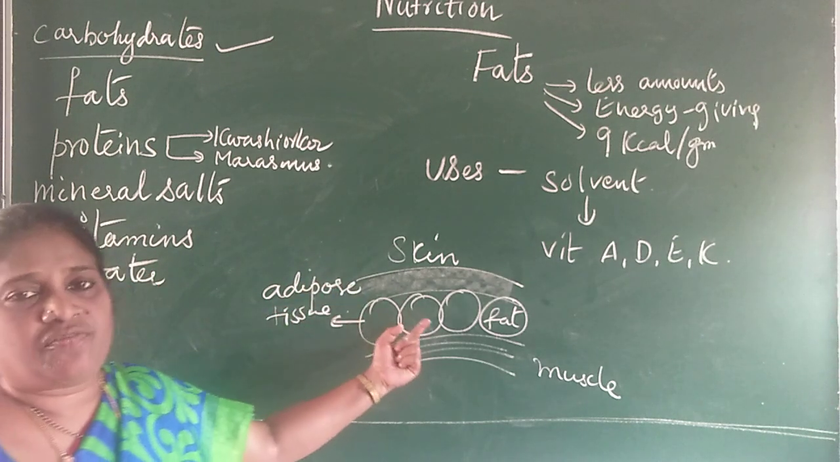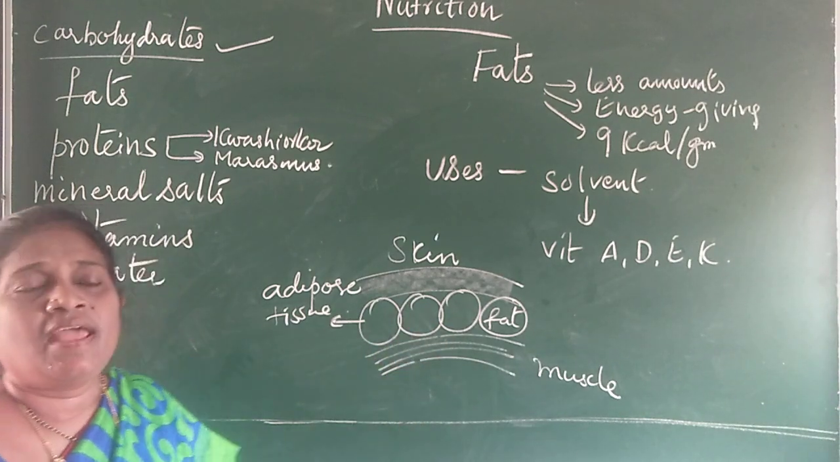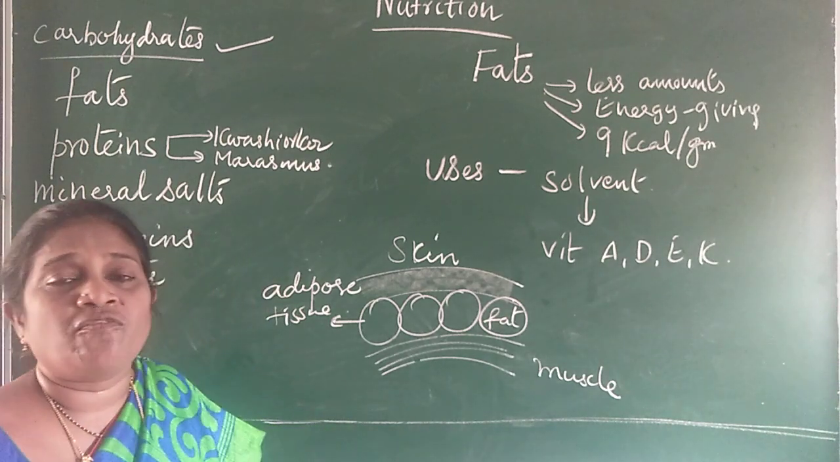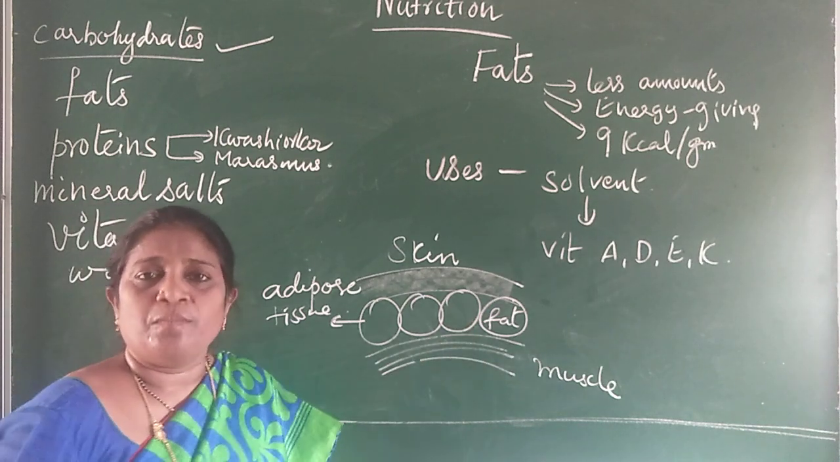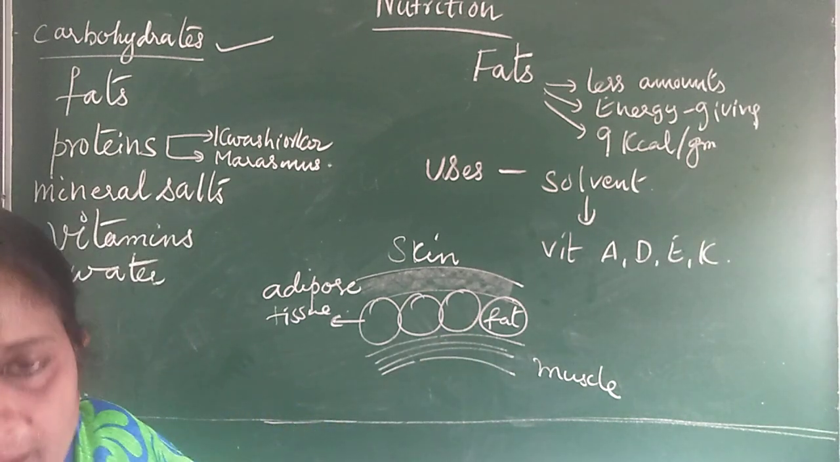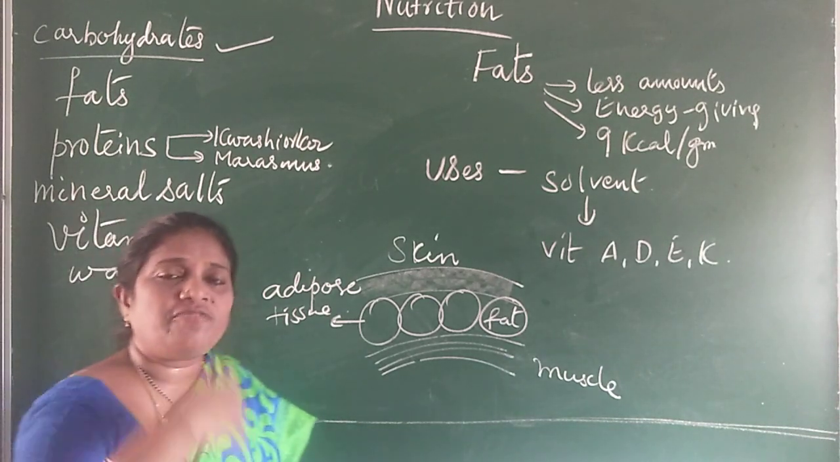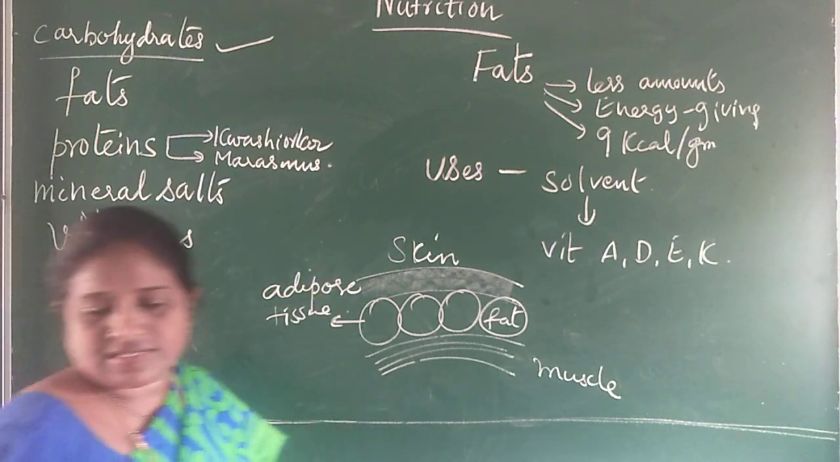So what does this fat do? The fats present in between the layers of skin act as an insulating layer. They prevent the escape of body heat. Indirectly, fats maintain body temperature. Children, they prevent loss of heat. So these are the uses of fats.